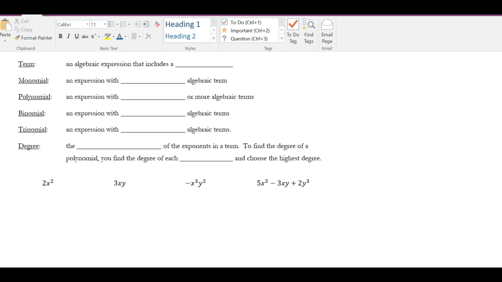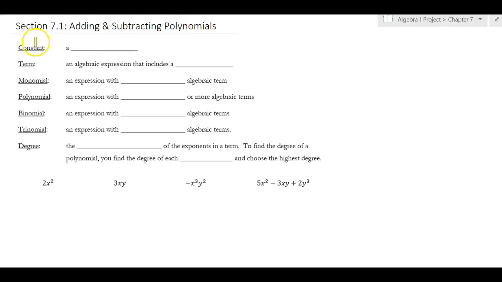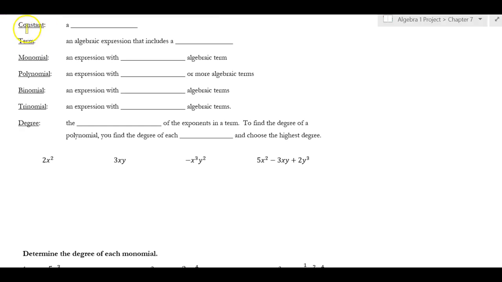Okay, so what we're working with today is section 7.1, adding and subtracting polynomials. We actually have a lot of vocabulary, so I'm going to go ahead and highlight it. Okay, so to get started, a constant is just a number.